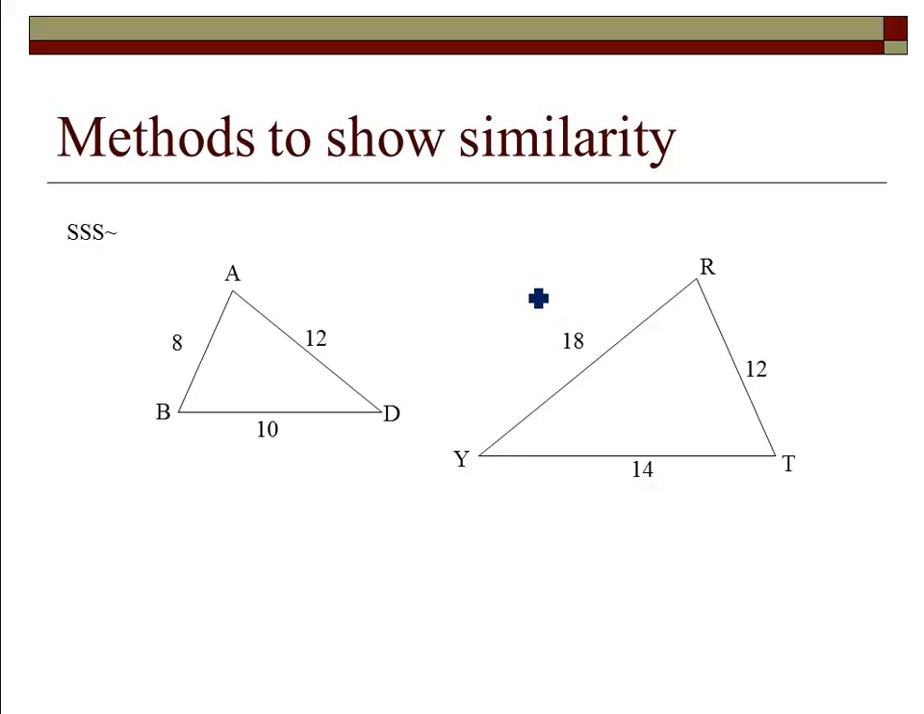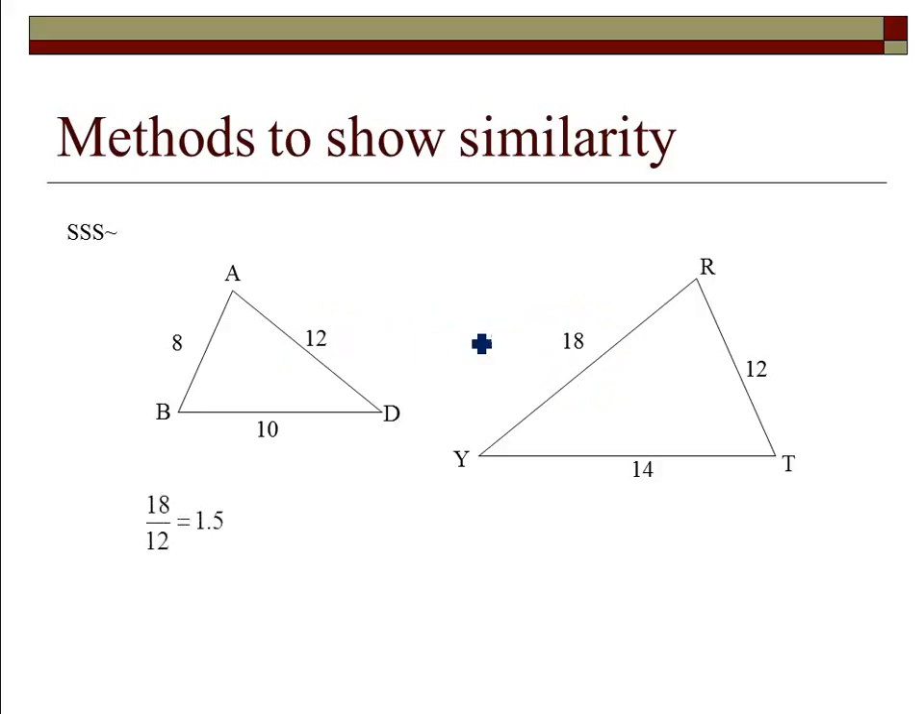Okay, let's look at side-side-side similarity. What we need to do is match up all of the corresponding sides. So I'm going to do small to small, large to large, and medium to medium. Let's start with large to large. My largest one on the right triangle was 18. So I'm going to start with the right side, over 12, which was the largest on this side. So 18 over 12 is 1.5.